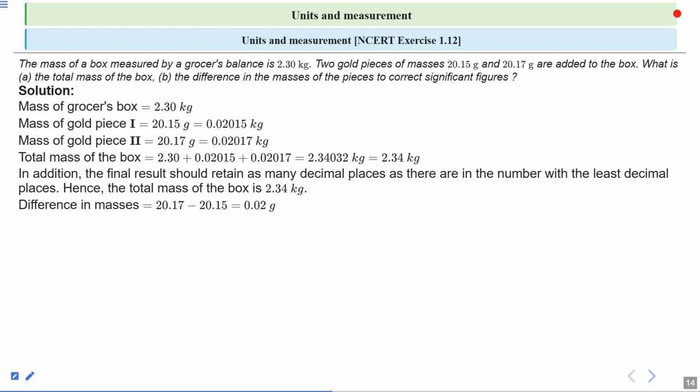So here also, finding the value, 20.17 has 2 decimal places, 20.15 has 2 decimal places, so the answer should have only 2 decimal places. If you think about significant figures, here there are 4 significant figures, here also 4, right? So the answer would be of 4 significant figures, but we don't do that, because in case of addition and subtraction, we give priority to the idea that the decimal places before and after the calculation should be the same. Okay, is it clear?